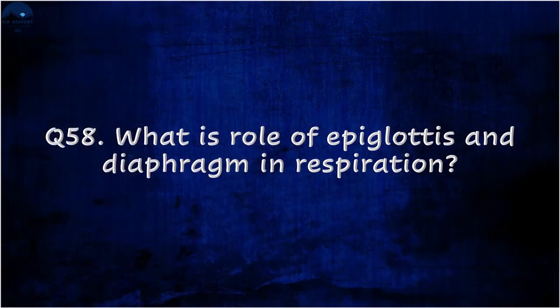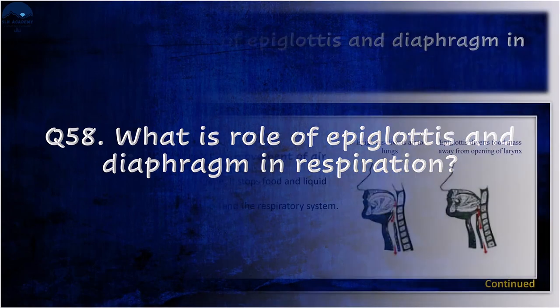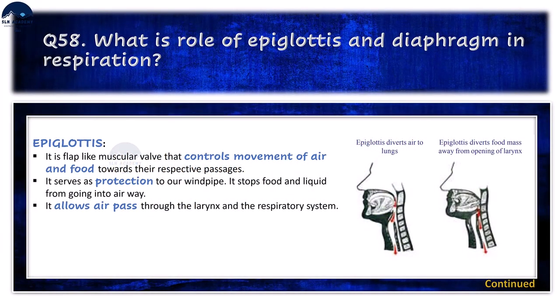Question 58. What is the role of epiglottis and diaphragm in respiration? Epiglottis. It is a flap-like muscular valve that controls the movement of air and food towards their respective passages. It serves as protection to our windpipe. It stops food and liquid going into airway. It allows air to pass through the larynx and respiratory system.